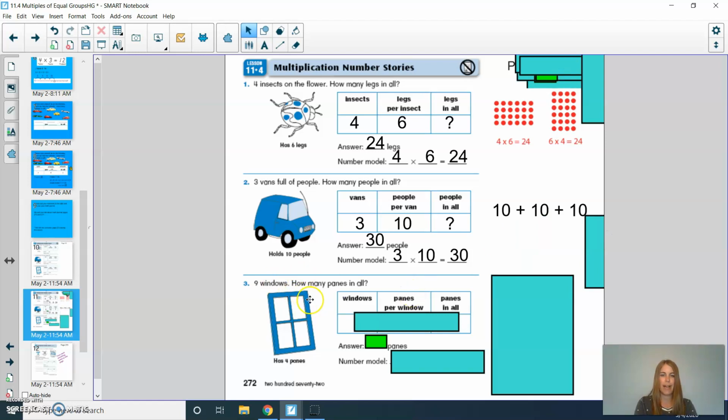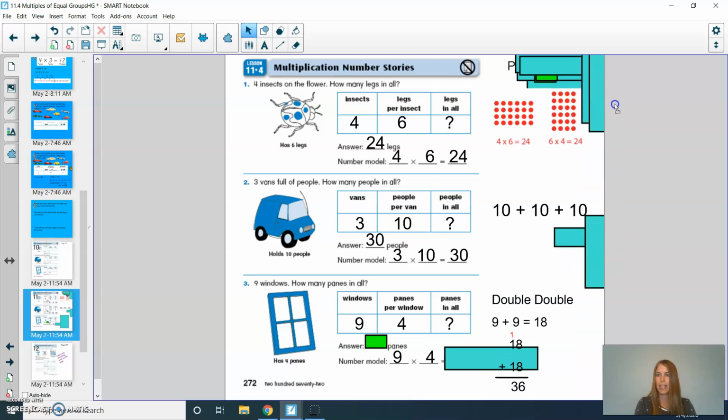For the last one, we have 9 windows. How many panes in all? So I know I have my 9 windows. Looking at this picture, I can see that panes per window, there's 4. So I need to try to figure out what 9 times 4 is. For this one, I did a little double double. And again, I can use double double when I'm multiplying by 4. So I know that 9 plus 9 is equal to 18. And I know that 18 plus 18 is equal to 36. So 9 times 4 is also equal to 36.